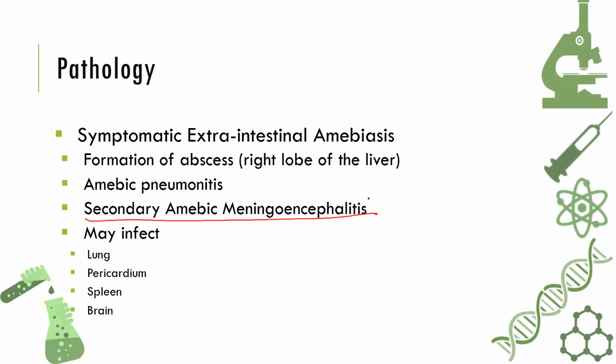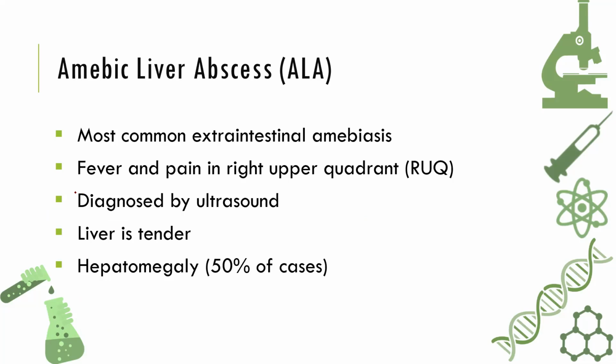Okay? Did you get that? Secondary amebic meningoencephalitis, histolytica. Primary amebic meningoencephalitis is Naegleria. Aside from that, lungs, because of the pulmonary abscess. Pericardium, heart, spleen, and brain can also be infected. Or brain, this one. Lungs, this one. Okay. Now, what is ALA?